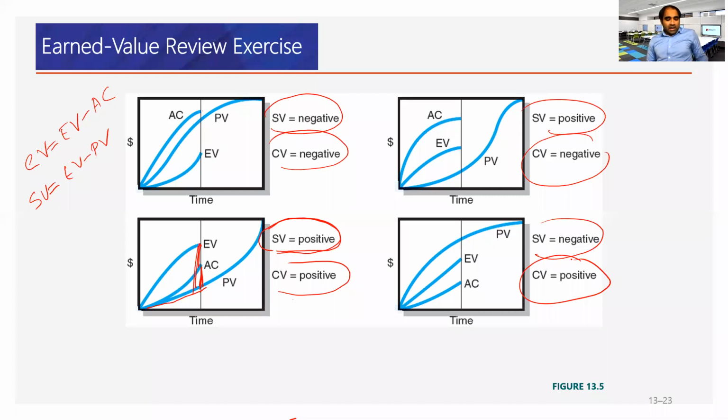So cost variance and schedule variance are two different variances that we calculate from earned value and the actual cost.